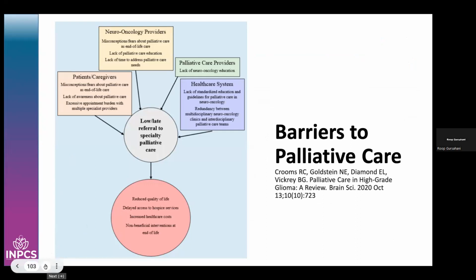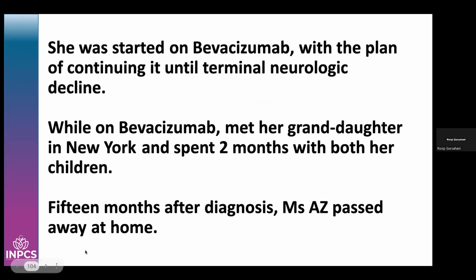Here, because I was involved, I think that happened on time. So she was started on bevacizumab with the plan of continuing it until terminal neurologic decline, because even though we knew it was not going to be effective, she still had that goal of meeting her granddaughter, which she did. And she spent 2 months with both her kids. And 15 months after her diagnosis, she finally passed away at home. And we had been able to manage the symptoms reasonably well.